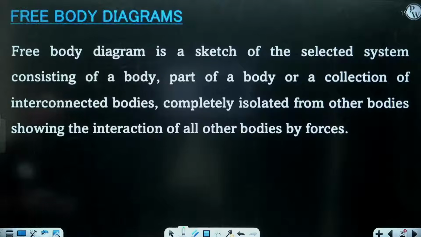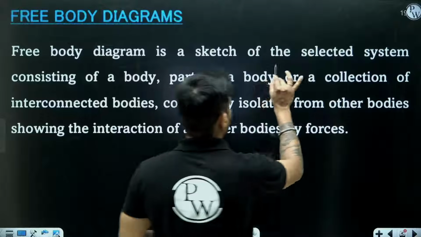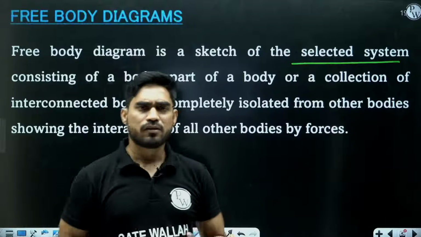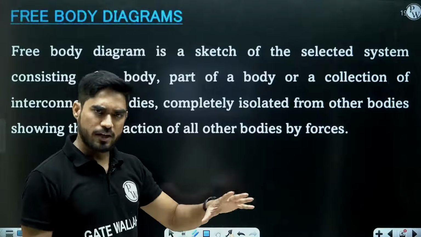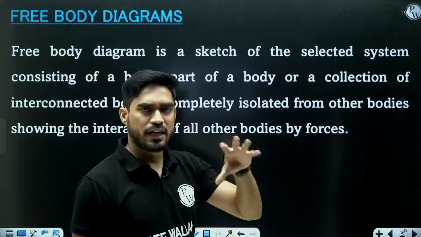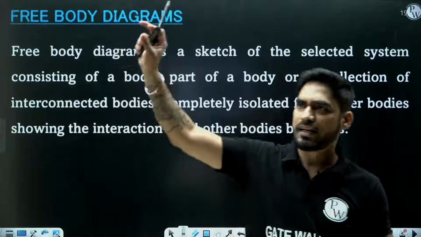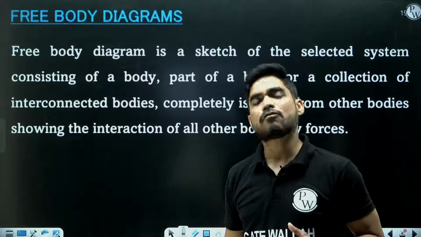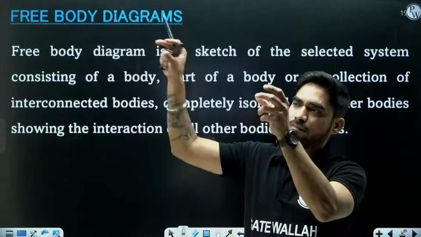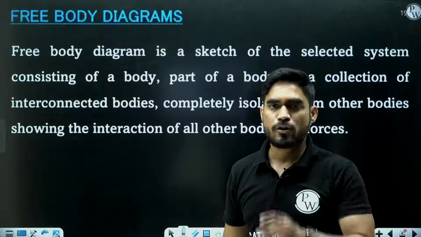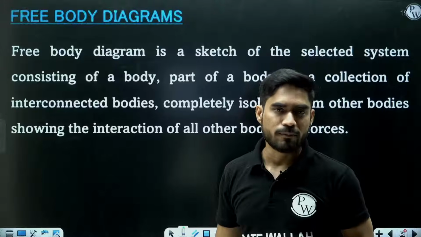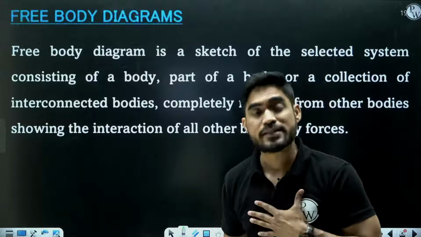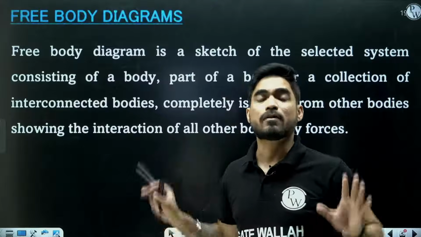Free body diagram is a sketch of a selected system, meaning you can draw the free body diagram of any system you want. Okay, so you select the system. See, if I want to calculate forces acting only on the beam, then my system will consist of the beam. But let's say I want to calculate the forces acting on the beam and columns together. So I will not isolate the columns from the beam. I will draw the beam along with the columns. So now my system will be beam plus columns.